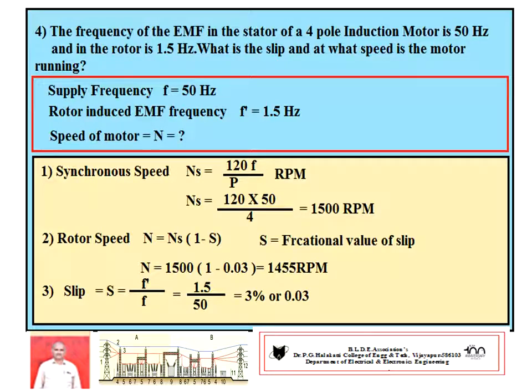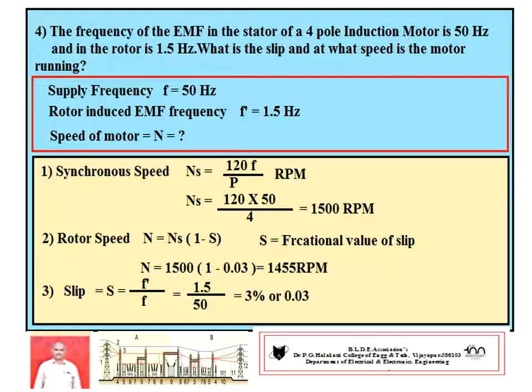Next problem: the frequency of the EMF in the stator of a 4-pole induction motor is 50 Hz and in the rotor is 1.5 Hz. What is the slip and at what speed is the motor running? It is the question asked. These all problems have been asked in PTU question papers. So once again you write down the given data. Supply frequency is given, F equal to 50 Hz. Rotor induced EMF frequency is given, F dash equal to 1.5 Hz.